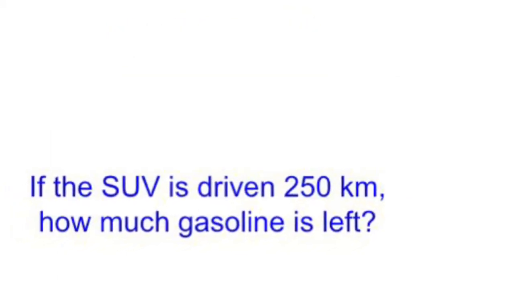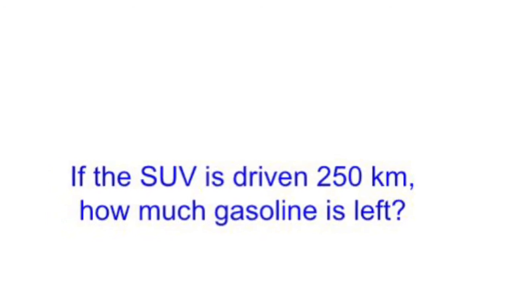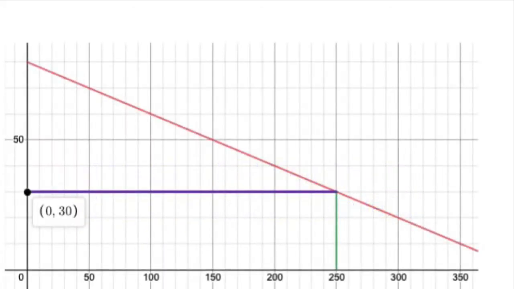Okay, another question. It says, if the SUV is driven 250 kilometers, how much gas is left in the tank? We have to look at the graph for the SUV, so let's do that now. That was the red graph. So I'm going to go to 250 on the D-axis, or the X-axis. I'm going to go up to the red graph, then all the way across, and look to see how many liters of gas is left in the car after 250 kilometers.